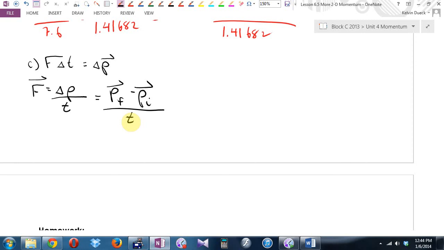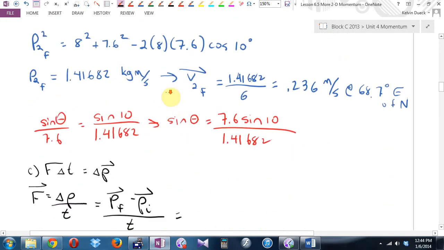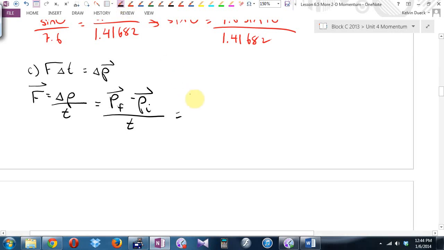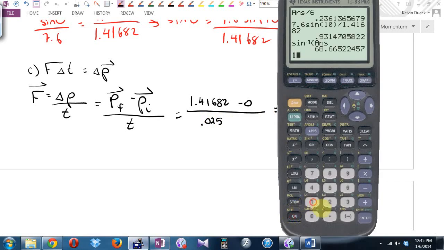So it seems to me I can say this: 0 minus, or sorry, what's the final momentum? The final momentum of the 6 kilogram mass was what did we say? 1.41682. 1.41682 minus 0 all over how much time? Because the time of collision, Kelly, has got to be the same for both of them, right? What was the time, Kelly? I've scrolled down. 0.025? So in terms of force in newtons, is the answer I have up there 56.7 newtons? I hope. Yeah?